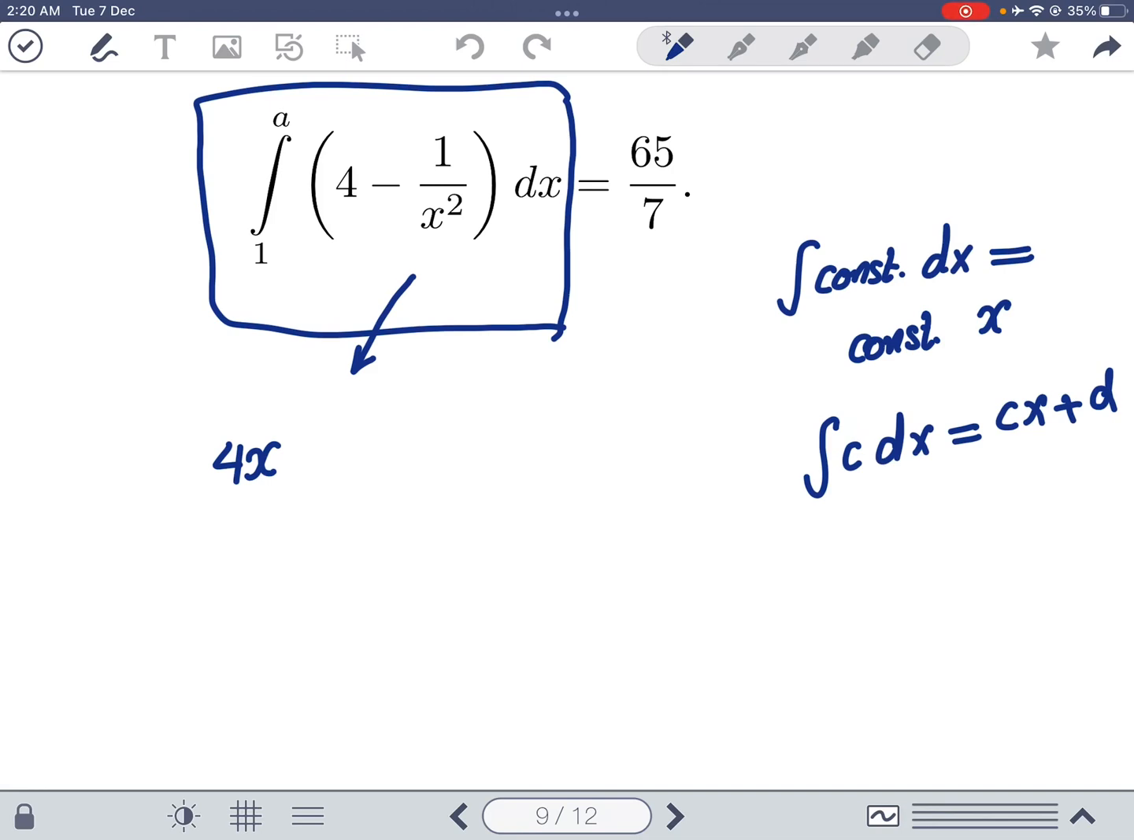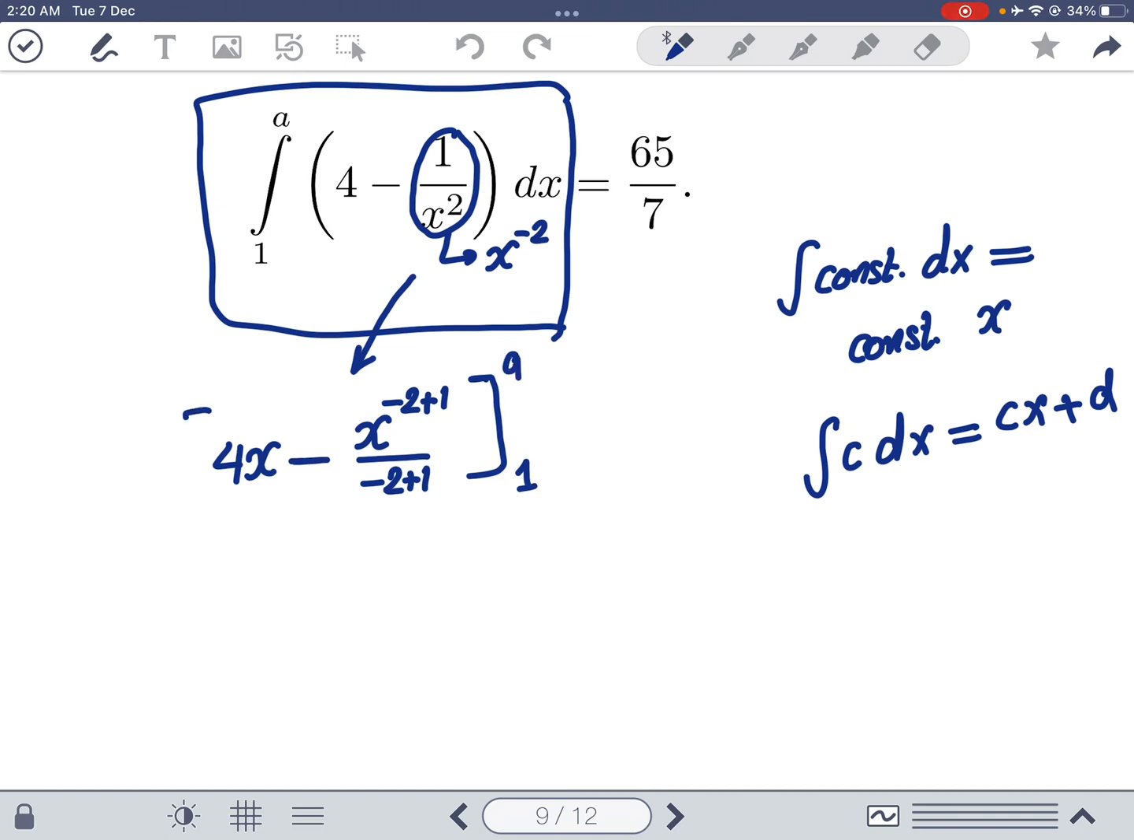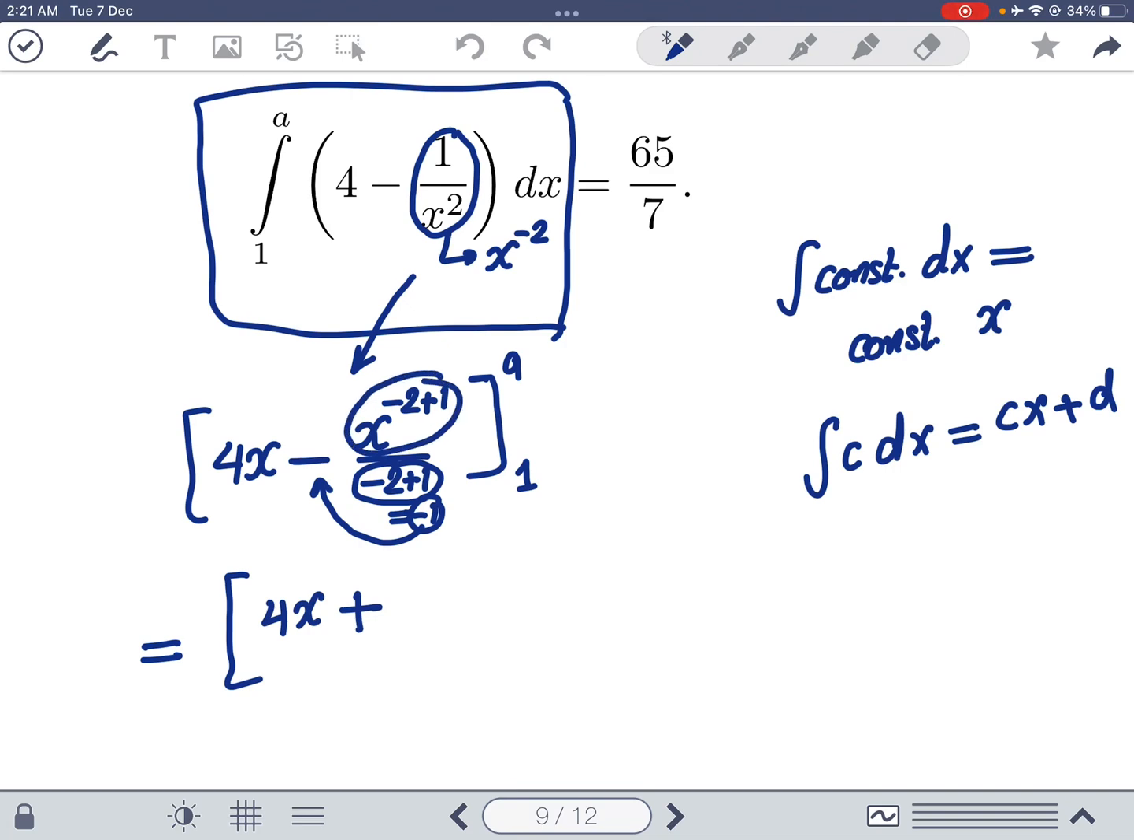Okay, and you need, of course, to add another constant when you integrate. So this will be 4x minus, and remember, this is a power function, x to the negative 2. When you integrate it, you need to add 1 to the power and divide by the new power, and this should go from 1 to a. But we will simplify the inside first. So this is 4x, and now minus 2 plus 1 is negative 1, and negative 1 makes this positive. And x to the minus 2 plus 1 is x to the negative 1, so it's 1 over x.